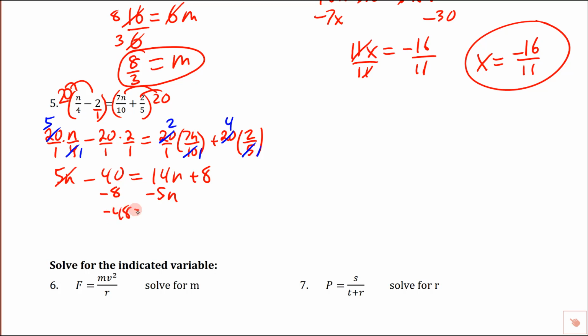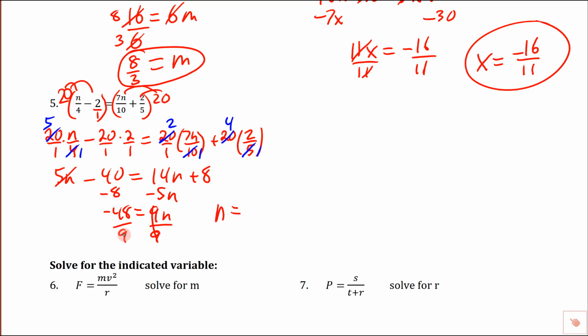So this is going to give us negative 48 on this side, and then 14n minus 5n is going to be 9n, and then we're just going to divide both sides by 9. So we cancel them off here, and I get n equals. Now we do need to be a little bit careful here. Let's see, 48 and 9, can that reduce?